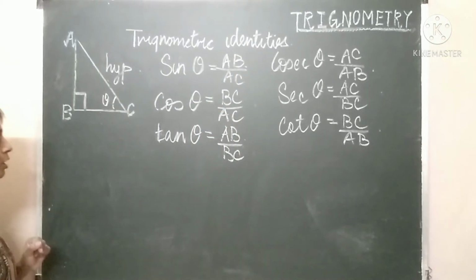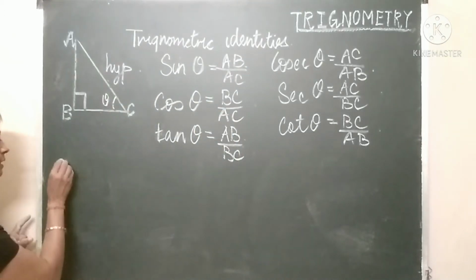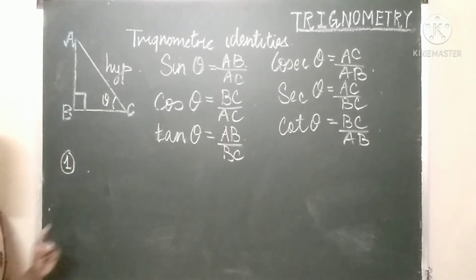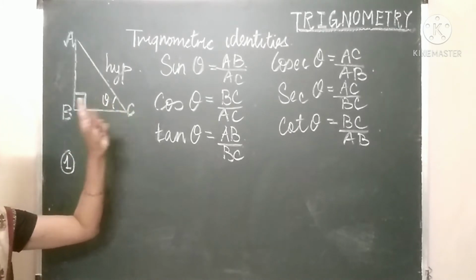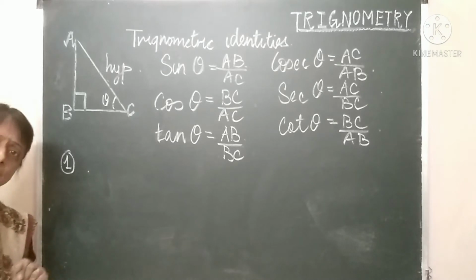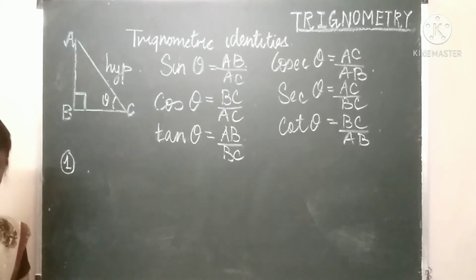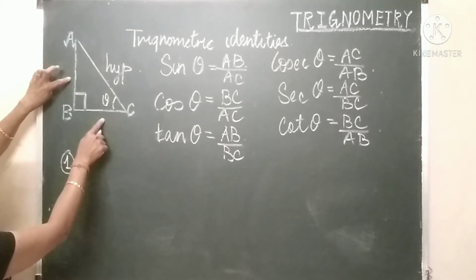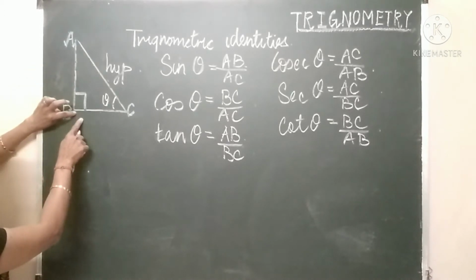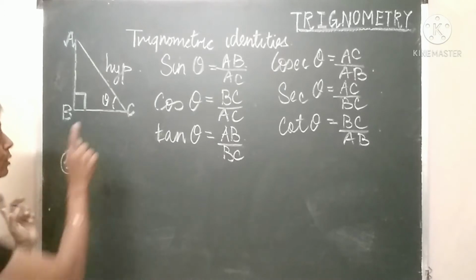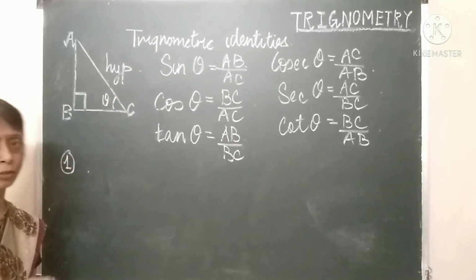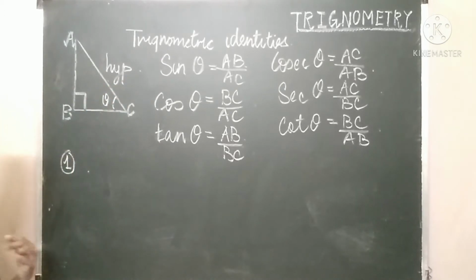Let's find out. To get the first identity, children, let's apply Pythagoras Theorem, as this is a right angle triangle. What does Pythagoras Theorem tell us, children? The sum of the squares of the two sides making up that right angle is always equal to the square of the hypotenuse. That is the statement of Pythagoras Theorem.